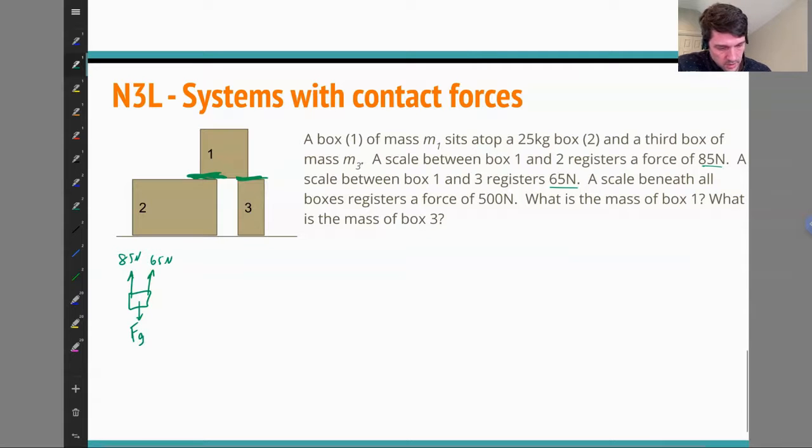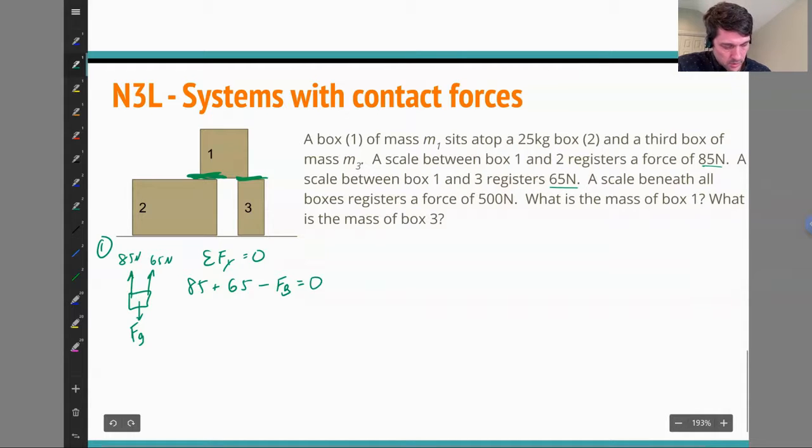So box number 1 can be addressed just by the forces acting on it. So in the y direction, there are only forces. So the sum of the forces in the y direction is 0. And I've got 85 up and 65 up minus the gravitational force, so the weight of the box, equals 0. So that's 150 equals the gravitational force. And that's 150 newtons.